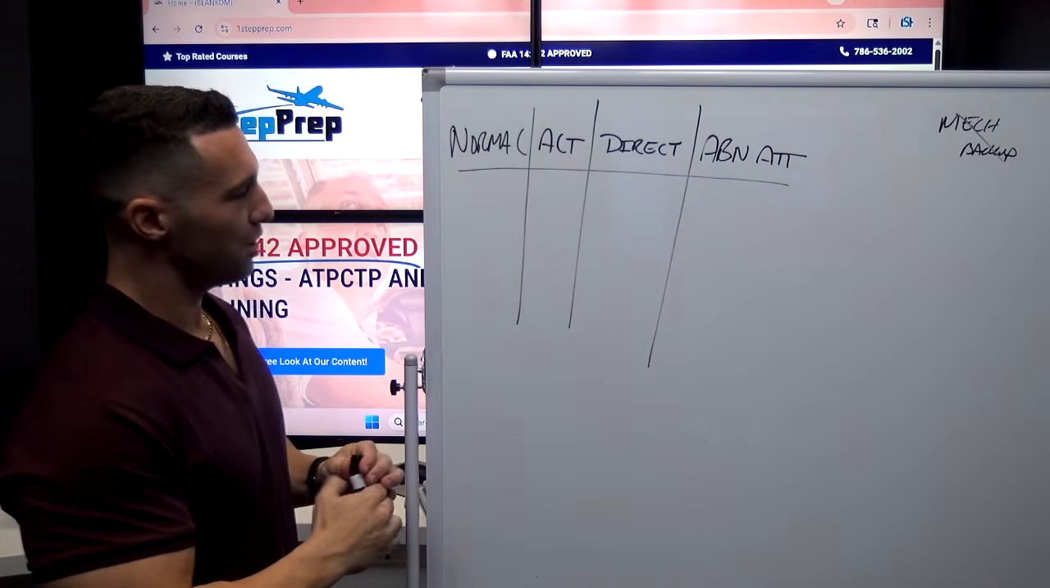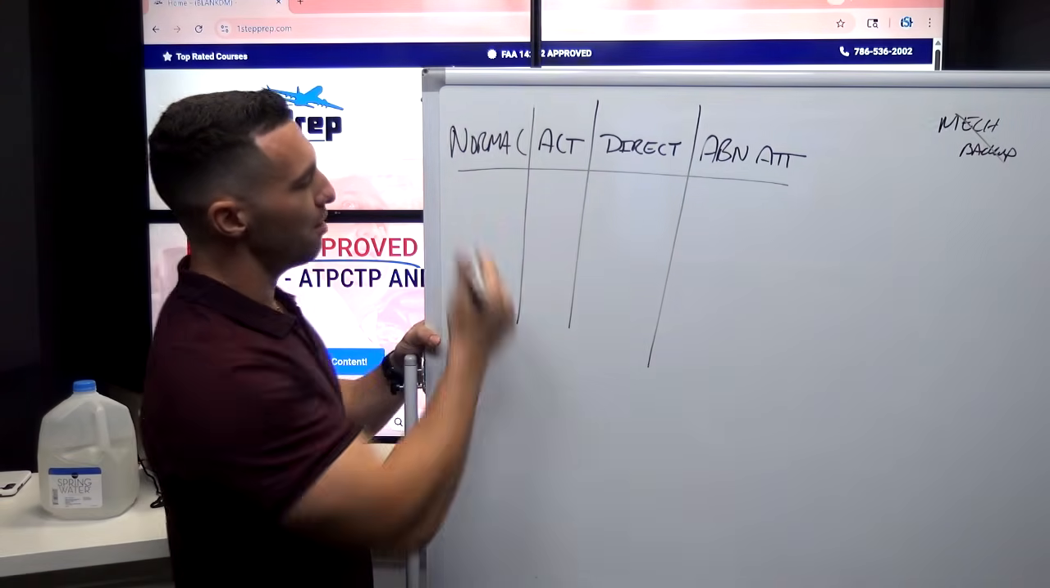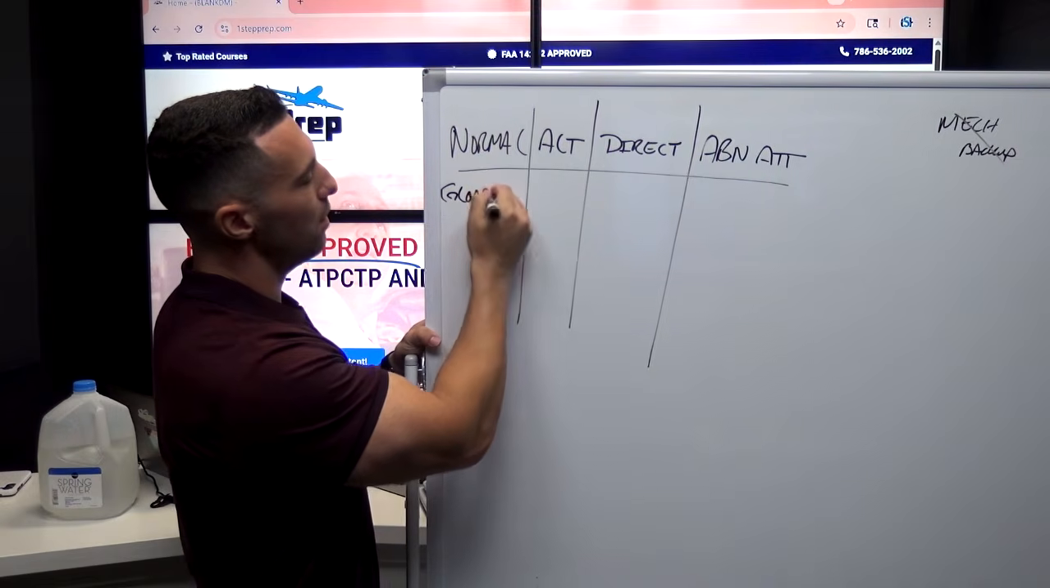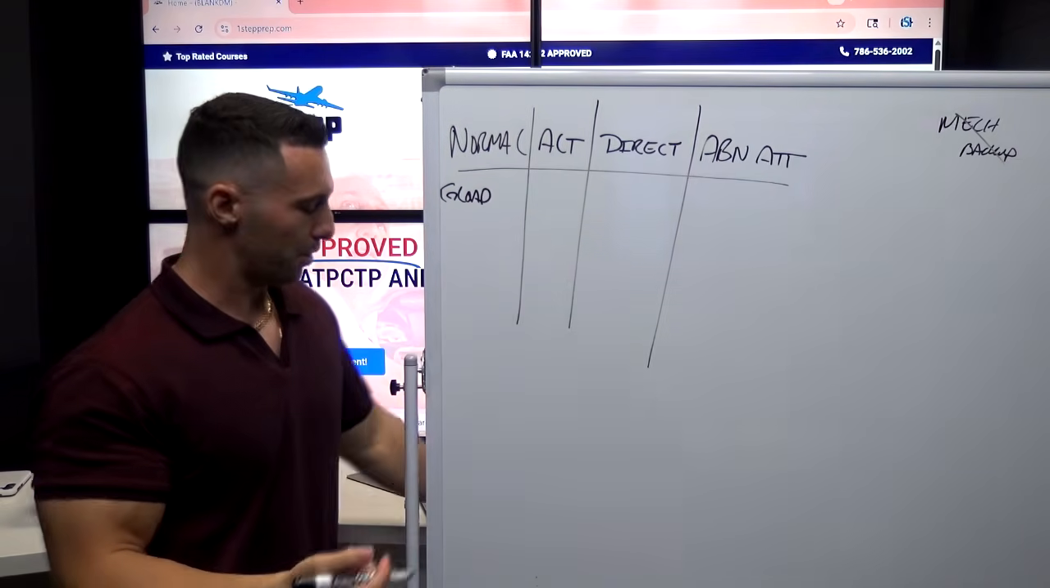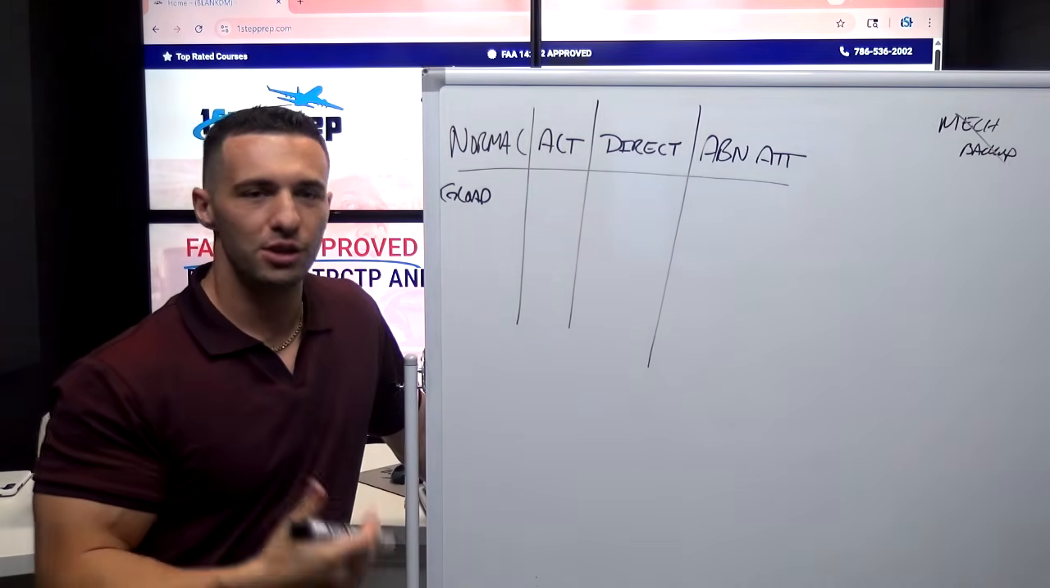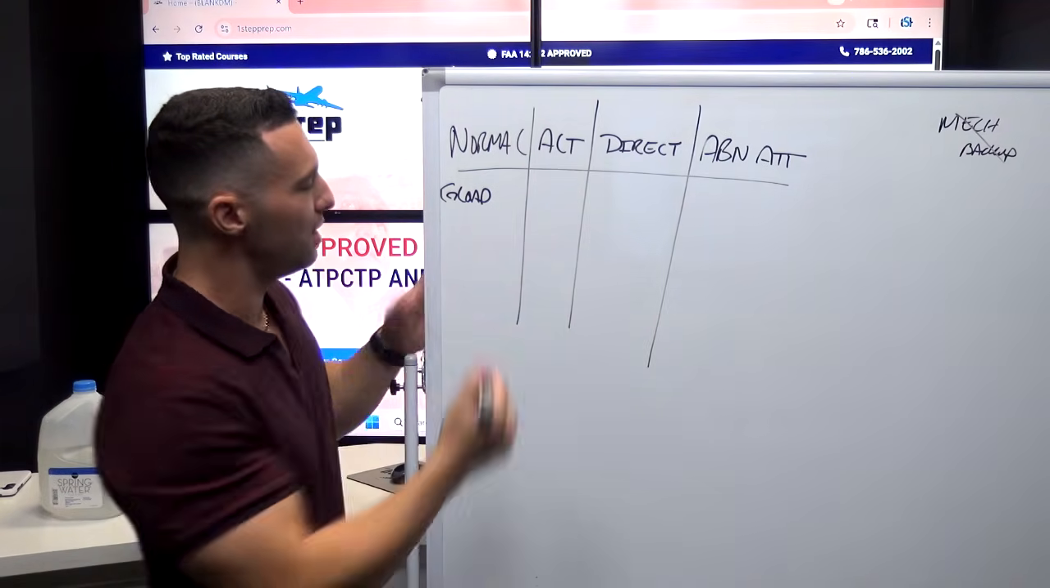Okay, or protections. So the first protection I'm going to list up here is G-load. And G-load protection, you're probably familiar, in a clean configuration, 2.5 to -1 G.